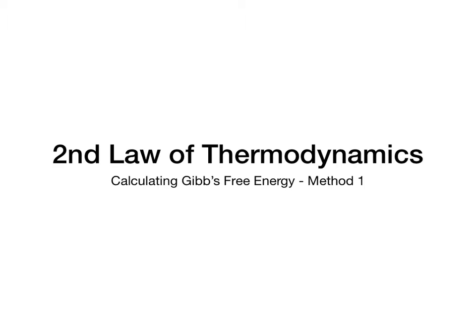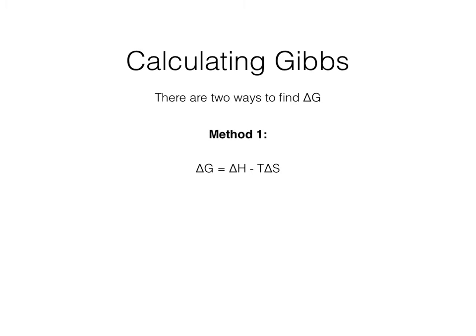Okay, hello everyone. In this video, we are going to talk about how to quantify the Gibbs free energy. It turns out that there are a couple of methods, and this is going to be what I'm calling method 1. So there are two ways to find delta G. Method 1 is using the relationship that we defined earlier, where delta G of the system is equal to delta H of the system minus T delta S of the system.